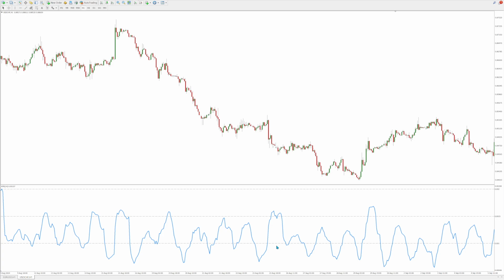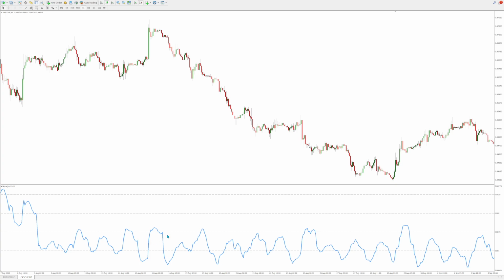But this is basically so that we can get a visual gauge of when there is a high range or when there is a low range. Basically the higher the ATR, this indicator here, the more volatility or movement there has been in the market.